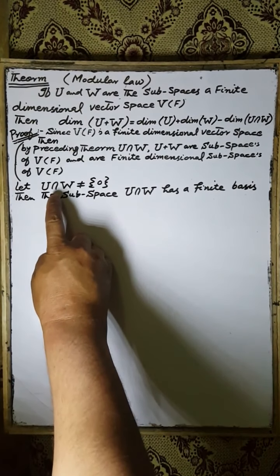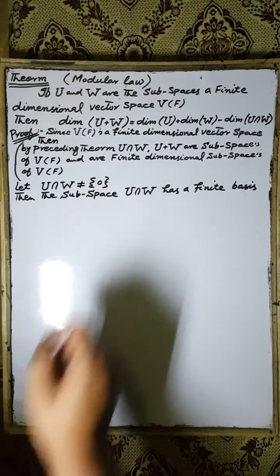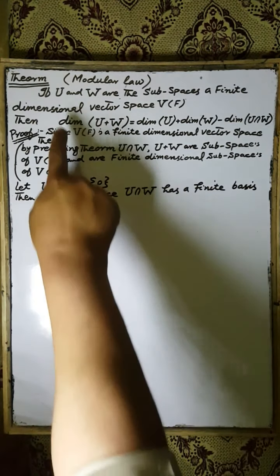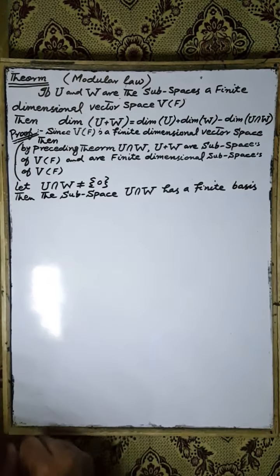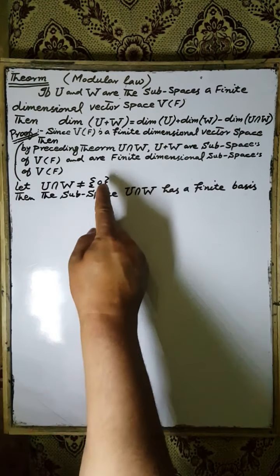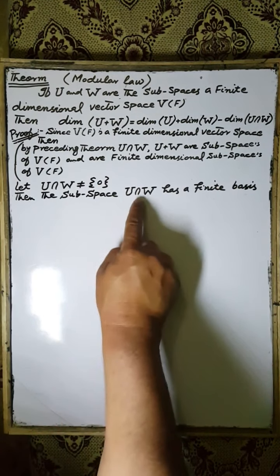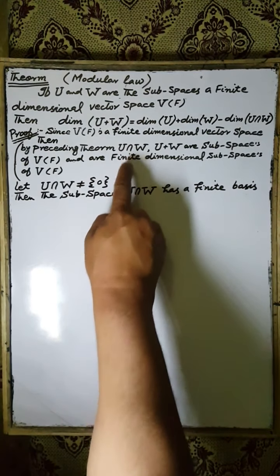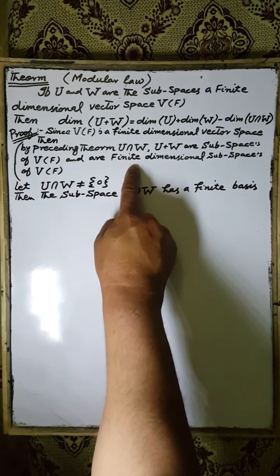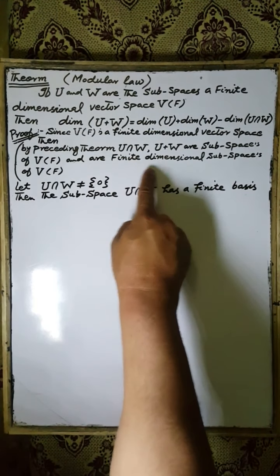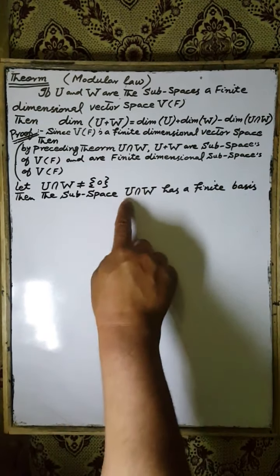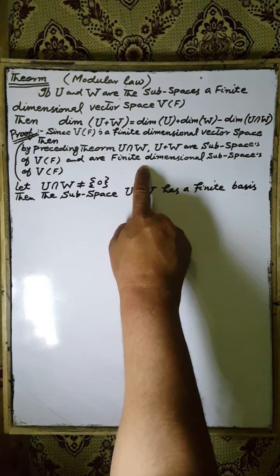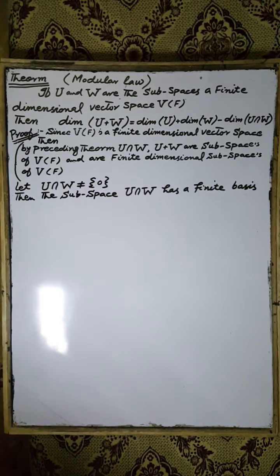Let U intersection W, which is a subspace of the subspace U as well as a subspace of W, be non-empty. Then the subspace U intersection W has a finite basis, because U intersection W is also a finite dimensional subspace of the vector space V over the field F.